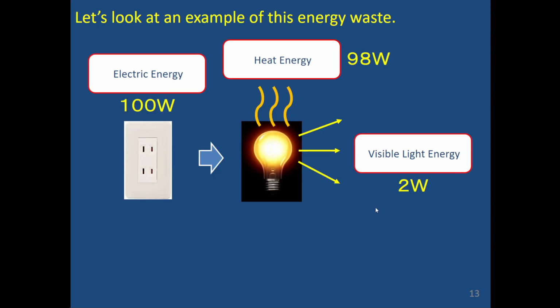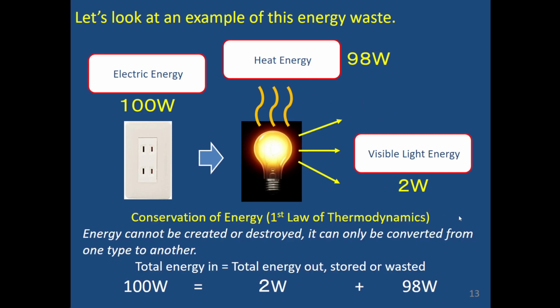So let's look at an example of energy waste. We're talking about lights. So let's look at an old style light bulb called an incandescent bulb. A 100 watt light bulb uses 100 watts of electricity and actually makes only about 2 watts of visible light energy. You can see the rest is waste heat energy, 98 watts.